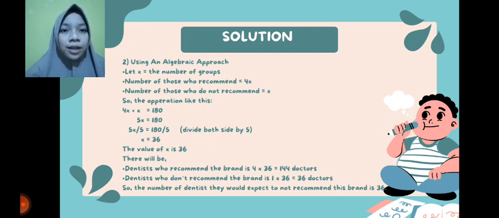There will be dentists who recommend the brand is 4 times 36 is equal to 144 doctor, and dentists who don't recommend the brand is 1 times 36 is equal to 36 doctor. So the number of dentists they would expect to not recommend this brand is 36.